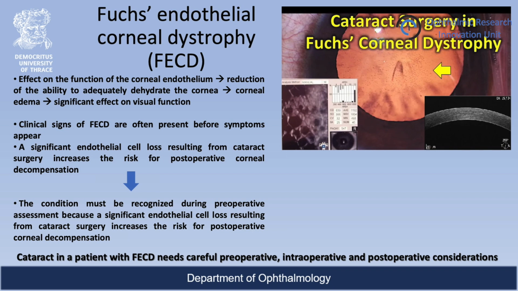Clinical signs of Fuchs endothelial corneal dystrophy are often present before symptoms appear, so the condition must be recognized during preoperative assessment because a significant endothelial cell loss resulting from cataract surgery increases the risk for postoperative corneal decompensation. As a result, cataract in a patient with Fuchs endothelial corneal dystrophy needs careful preoperative, intraoperative, and postoperative considerations.